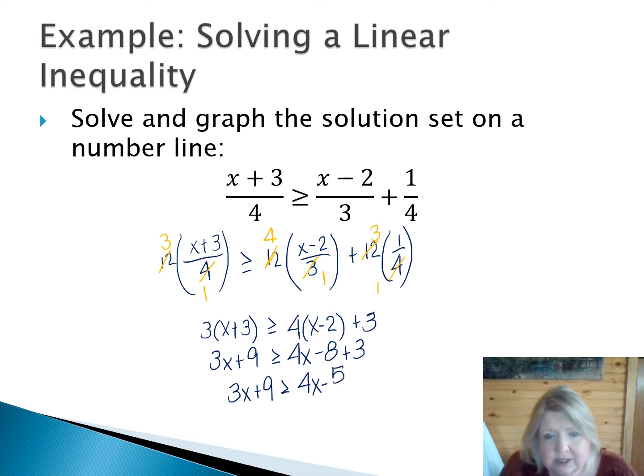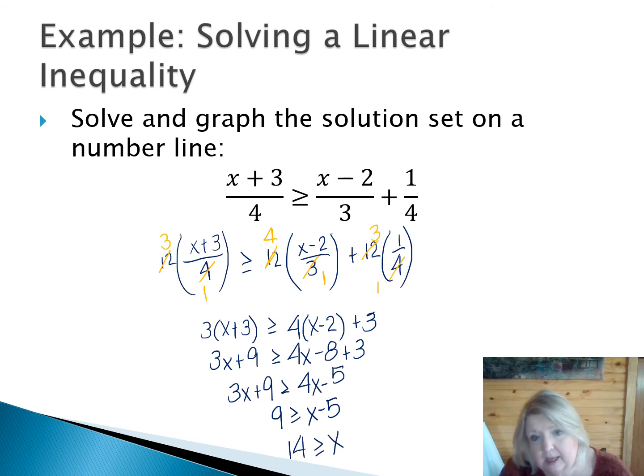Now, it does not matter which direction you go in, but I have a good many students who finally learn to go to the right because it keeps them positive and then they don't have to flip the sign. So I'm going to move my x's to the right by saying minus 3x on both sides. And 4x minus 3x is 1x. And then, since they said minus 5, I'm going to say plus 5.